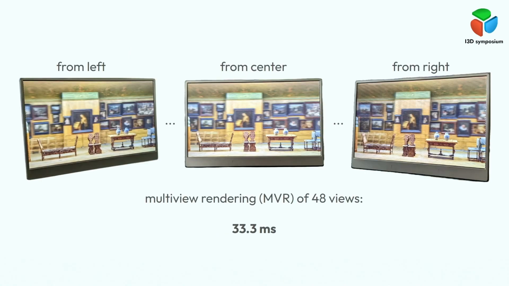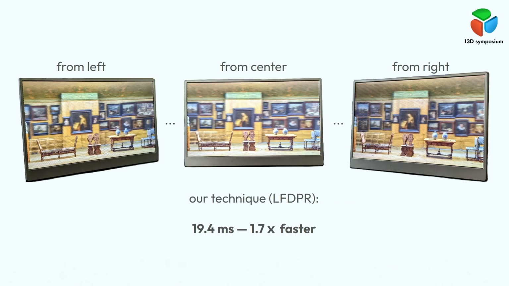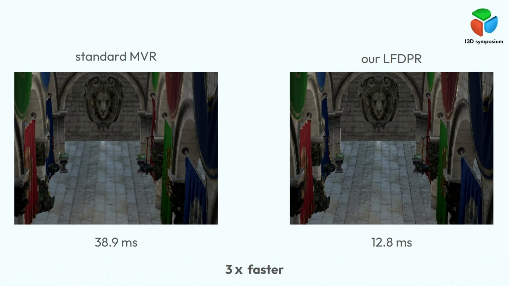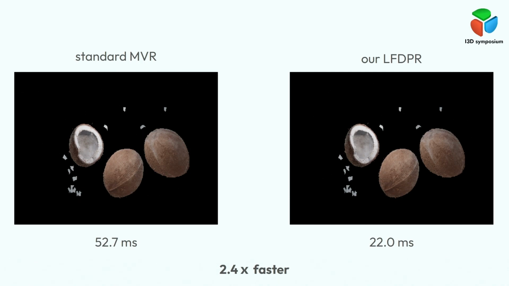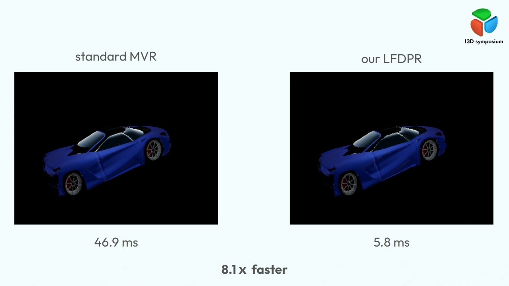And the standard multi-pass way of doing this, for this particular display we had with 48 views, takes 33 milliseconds. So just jumping right into our results. We're doing this with almost the same quality, sometimes better, sometimes worse. For this particular view of a gallery scene, 1.7 times faster. For this Sponza scene, 3 times faster. For this coconut model, almost 2.5 times faster. And for this car, 8 times faster.